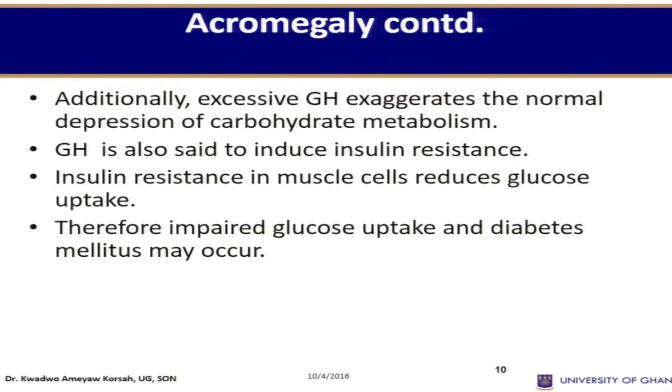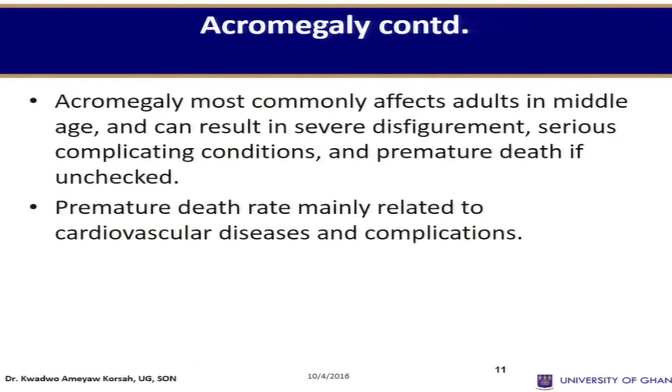So additionally, excessive GH exaggerates the normal depression of carbohydrate metabolism, and so GH is also said to induce insulin resistance, and insulin resistance in muscle cells reduces glucose uptake. Therefore, impaired glucose uptake and diabetes mellitus may also evolve in this particular individual.